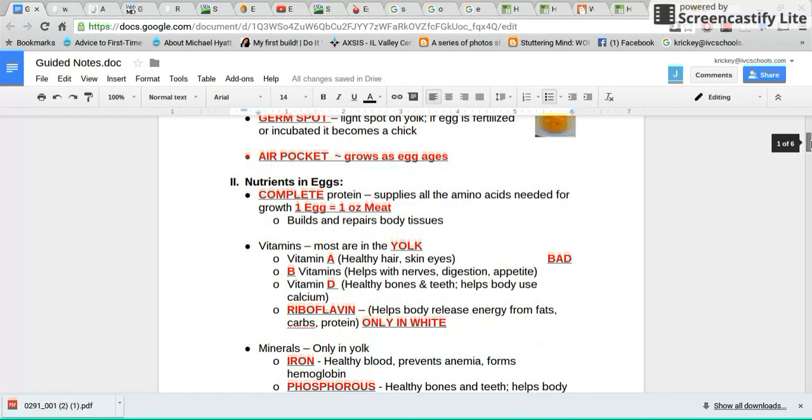Okay, nutrients in eggs. Eggs are a complete protein. They're in the protein group. One egg is equivalent to 1 ounce. We talked about how you can substitute egg whites for an egg, and about 2 egg whites is equivalent to the same volume of 1 whole egg.